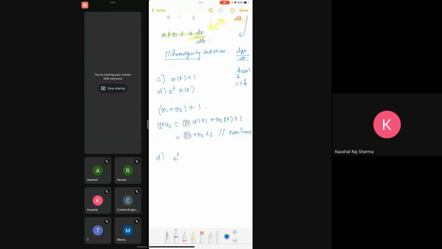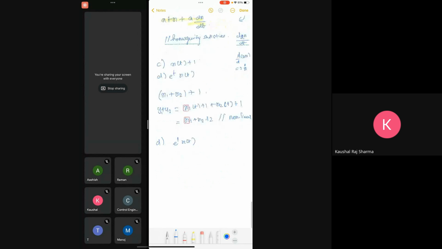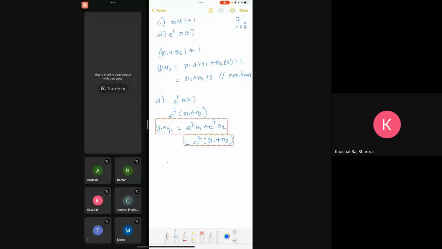Superposition doesn't satisfy here. For system D, e power t x of t, right? If I replace x with x1 plus x2, it becomes e power t x1 plus x2. If I do y1 plus y2, it becomes e power t x1 plus e power t x2, then it becomes e power t x1 plus x2. Right. So homogeneity satisfies. Superposition satisfies.